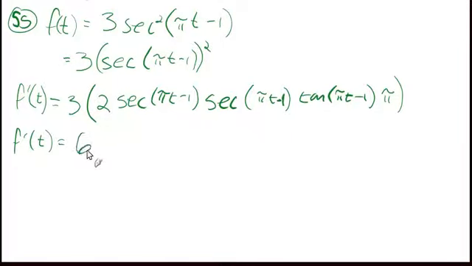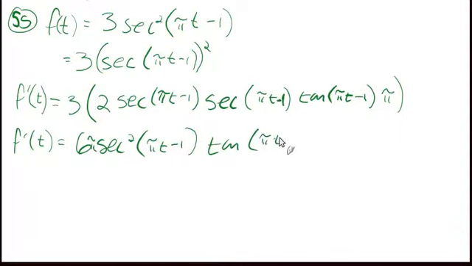So what do we have? 6 secant squared of pi t minus 1. Let's make it 6 pi. Bring this pi over, times the tangent of pi t minus 1. There we go. Okay.